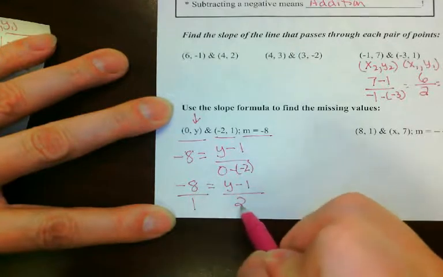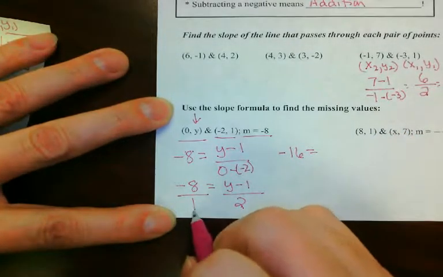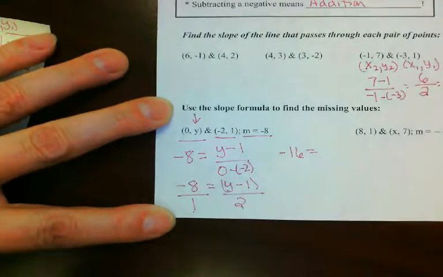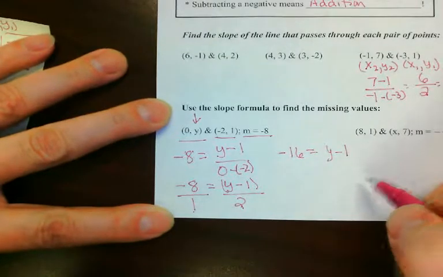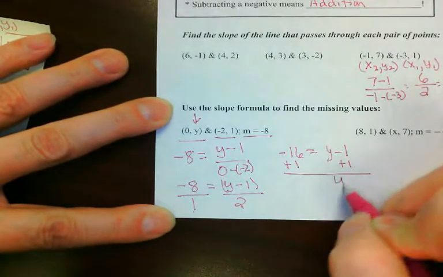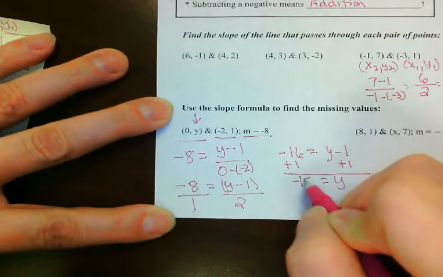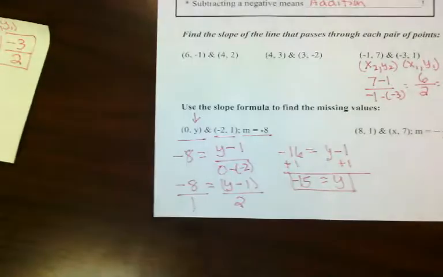So let's do that. Negative 8 times 2 gives me a negative 16 equals 1 times y minus 1, which is just y minus 1. Now we can solve this for y. I'm going to add 1 to both sides, and we end up with y equals negative 15. That is my final answer. Alright, you solve this last one, and then we're done.